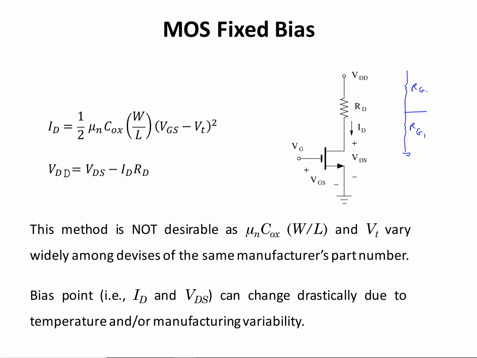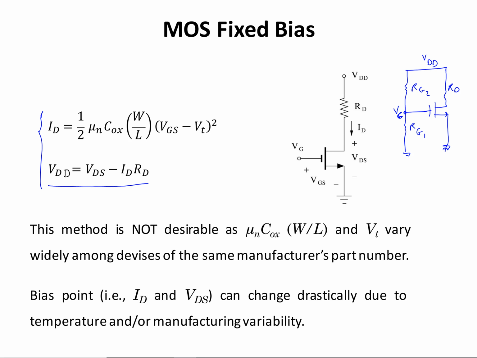For example, this is RG2, and this is the same as VDD. You have your MOSFET with RD connected to VDD, and the source connected to the ground. So the voltage at this gate node is going to be equal to VG. We know the ID equation for the case of a MOSFET operating in the saturation region, and the second one is the drain to source KVL equation.